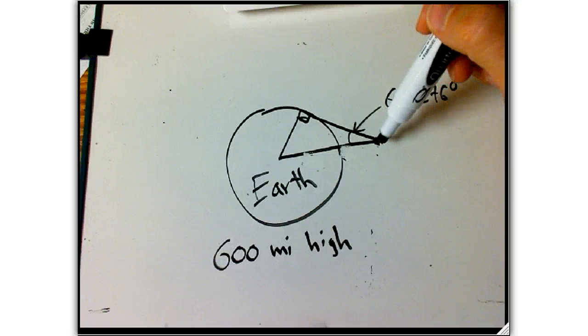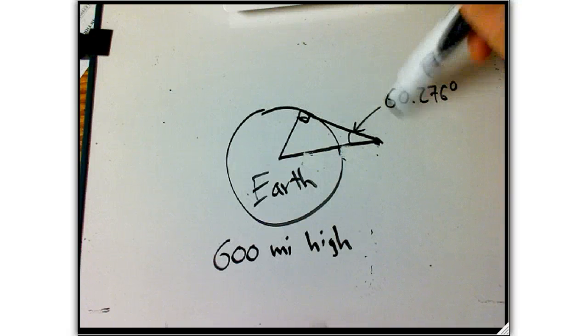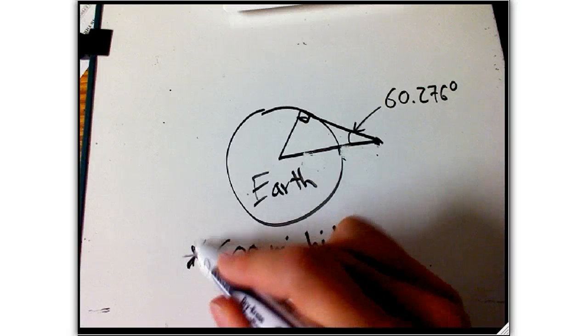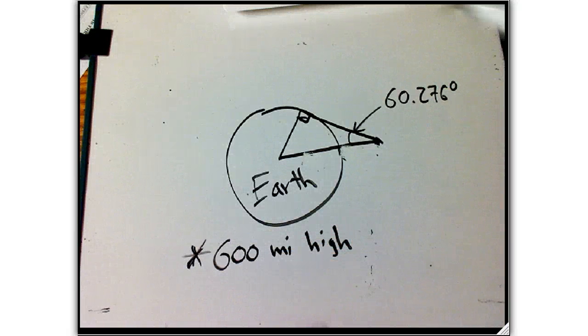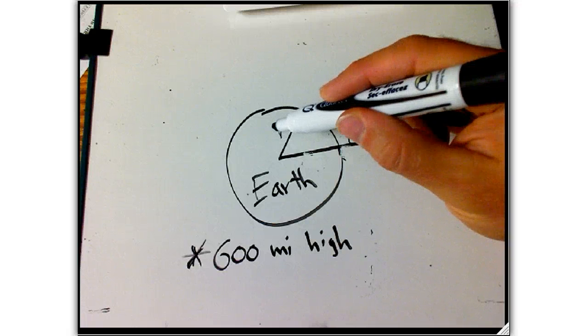of the Earth, and the horizon, in other words a tangent to the Earth, is 60.276 degrees. And we know how high the satellite is. It's 600 miles high above the Earth. And we want to measure the radius of the Earth. So here's the radius of the Earth, r.